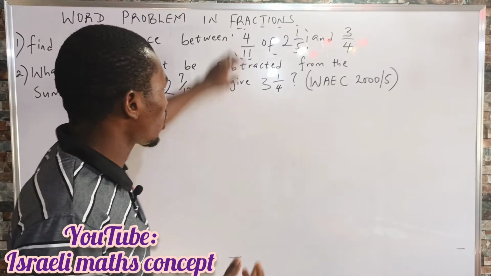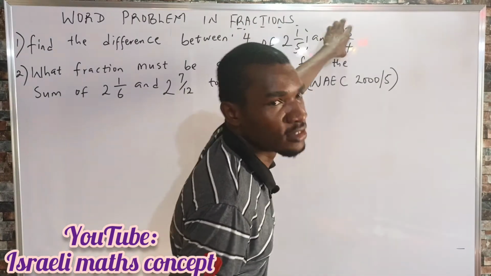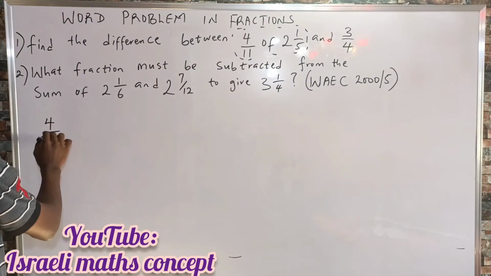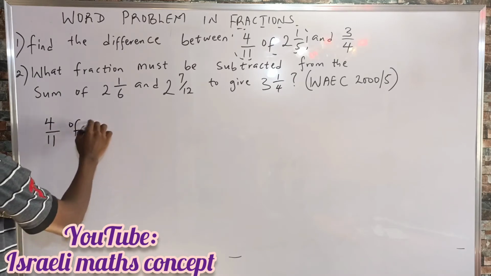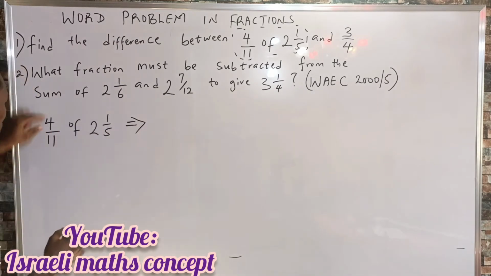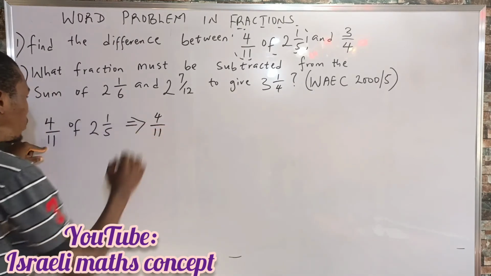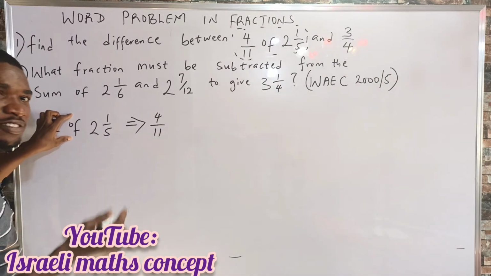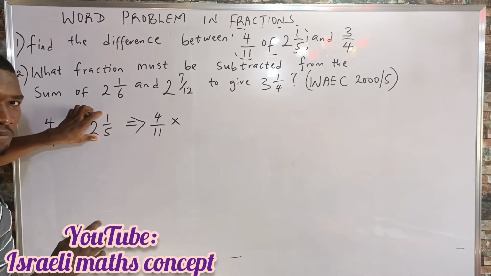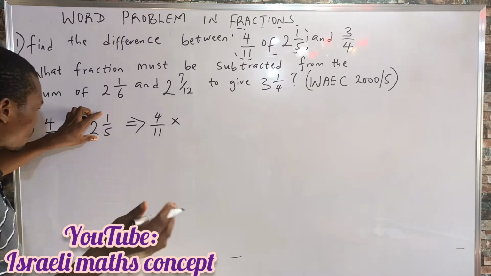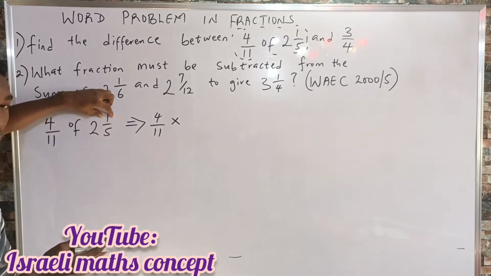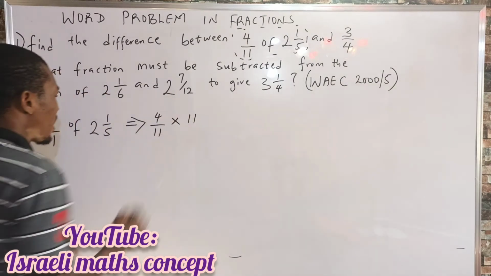First of all, let's work on this before we get to this. Working on this, we have 4/11 of 2 whole number 1/5. This implies 4/11. Remember, wherever you see of in your mathematics, just change it to multiplication. Very simple. Then this is a mixed fraction. Let's convert it to an improper fraction by saying 2 multiplied by 5 will give us 10. And 10 plus 1 will give us 11. So we have 11/5.